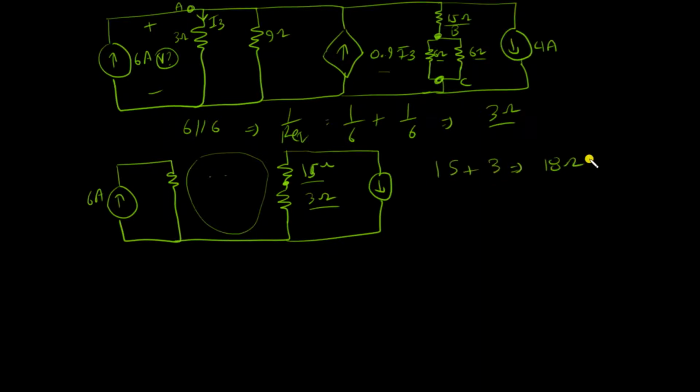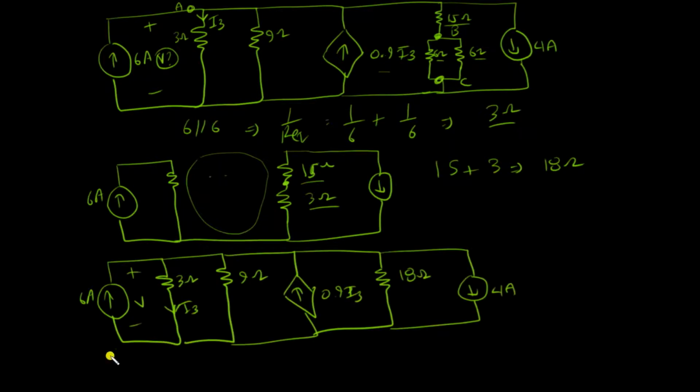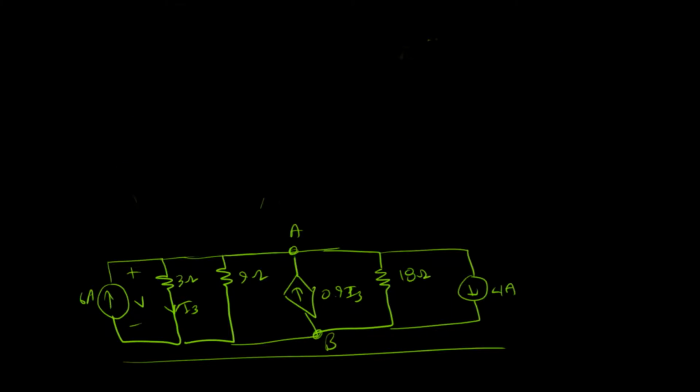Now let's draw our entire circuit again. This is the 6 amp source. This is the 3 ohm resistance. Now the circuit comes out to be this. Let me clear this up and show the next step. Now we can clearly see that there are just two nodes and everything is in parallel. So I'll combine the resistances.